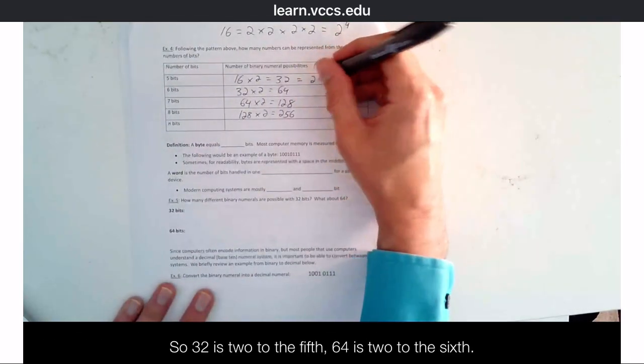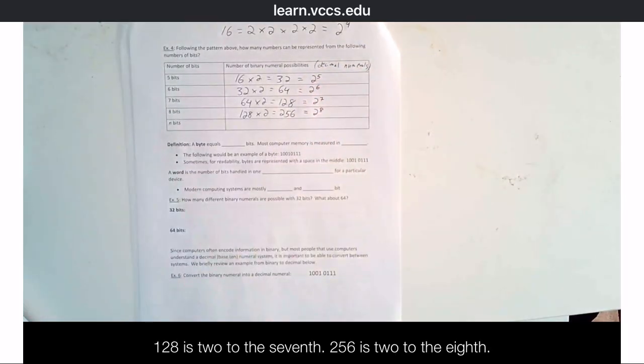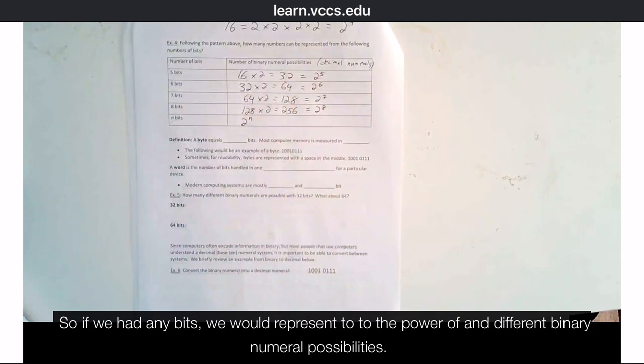So 32 is 2 to the 5th, 64 is 2 to the 6th, 128 is 2 to the 7th, 256 is 2 to the 8th. So if we had n bits, we would represent 2 to the power of n different binary numeral possibilities.